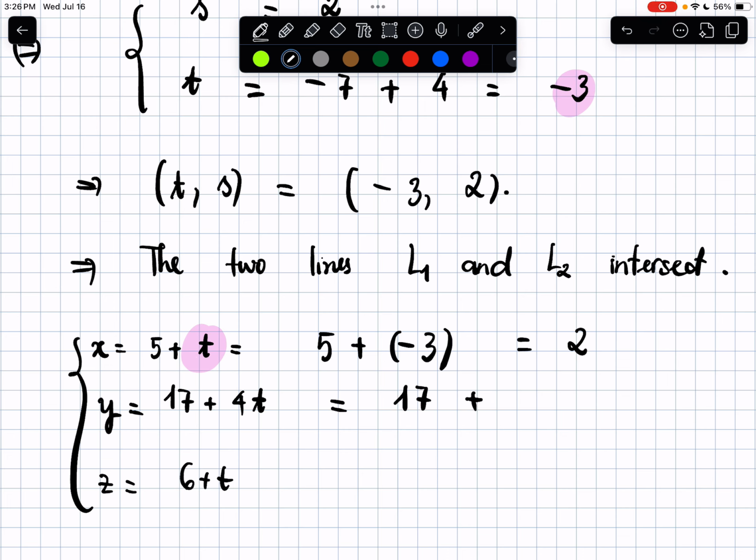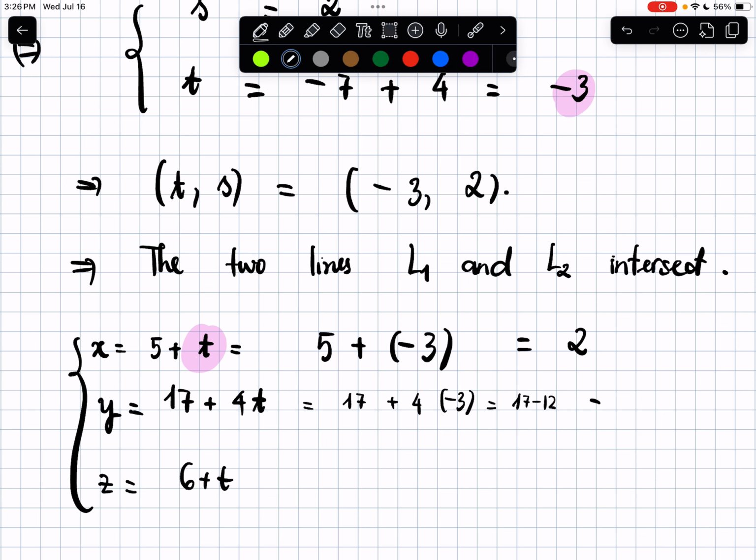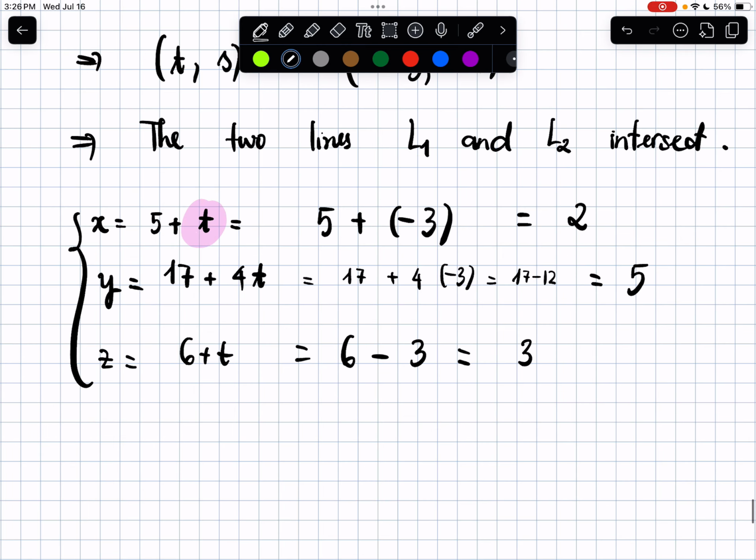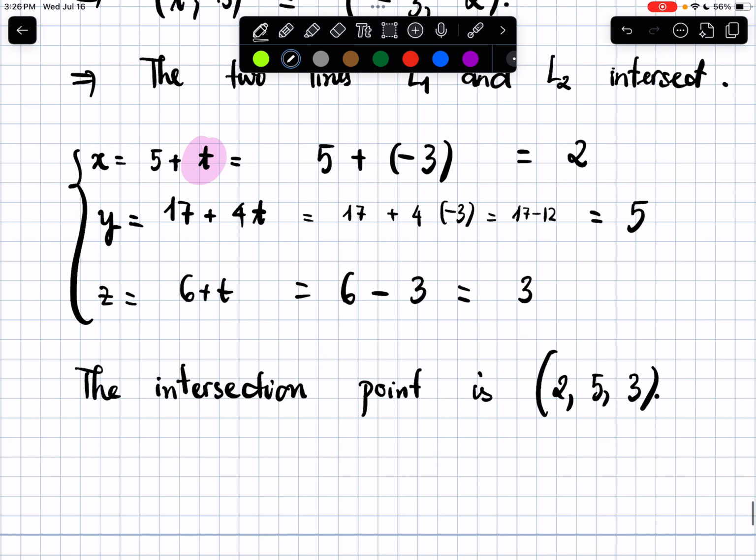Then 17 plus 4 times minus 3, so 17 minus 12, which is 5. And 6 plus minus 3 is 3. So the intersection point is 2, 5, 3. This is the coordinate of the intersection point. And since they intersect, they cannot be skew.